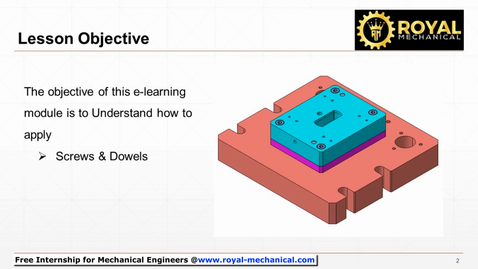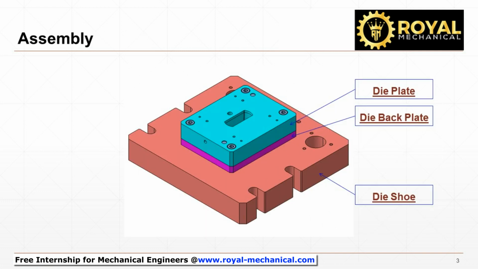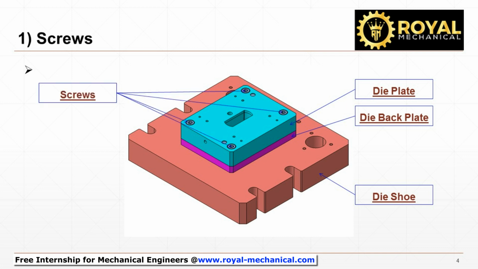Welcome. In this e-learning module, I shall teach and make you understand how to apply screws and dowels. You are seeing on the screen an assembly of 3 plates: the die plate, the die back plate, and the die shoe. These 3 plates are fastened together using 4 screws.